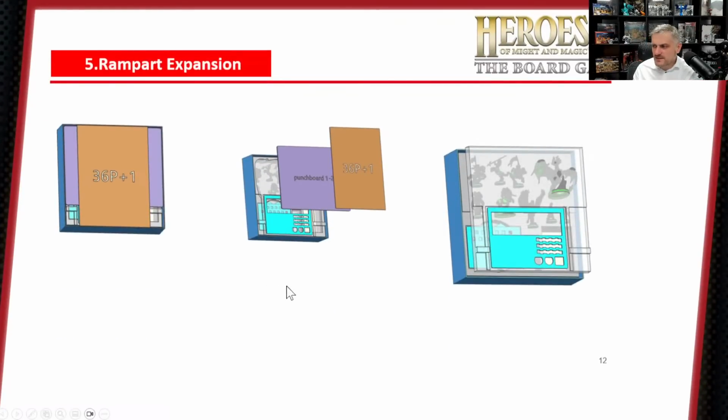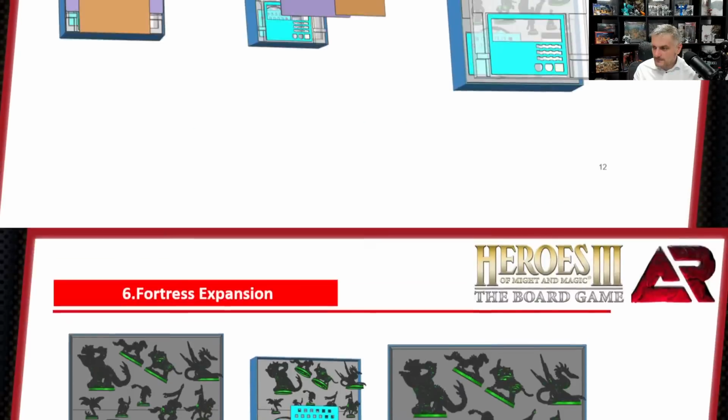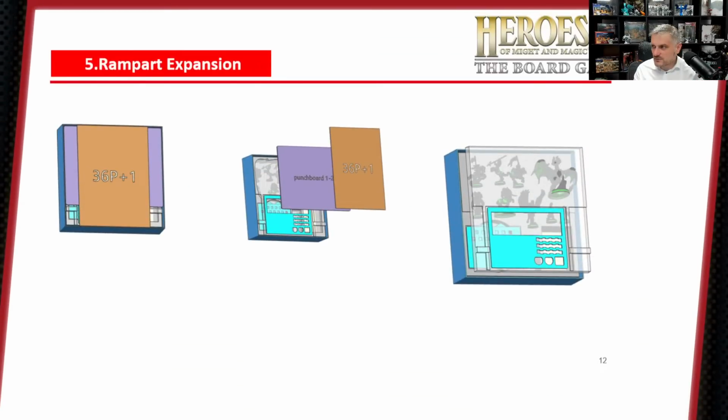And then we have the expansion Rampart, which is exactly the same as the previous one. All the miniatures will be in a tray. You have a separate lid for the tray, and in that lid you will have cutoffs for additional cards to be placed in. The Porters expansion is the same, so the miniatures layout, you have the tiles and all the additional elements. Yeah, so that's what it is today for Heroes of Might and Magic 3.